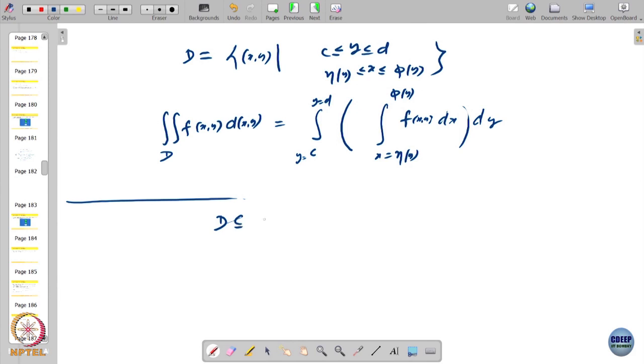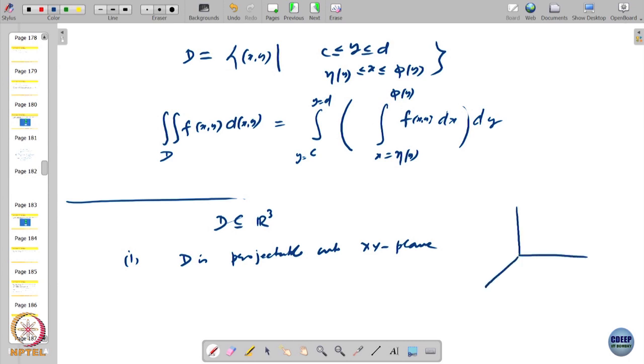So let us take a domain D in R3. A domain D in R3 can be quite complicated, right? So we are going to look at one possibility which says D is projectable onto the xy plane. So D is a domain which is projectable into the xy plane. So here is, think of the domain, this is z, this is x, this is y. So this is a domain which can be projected onto the xy plane.